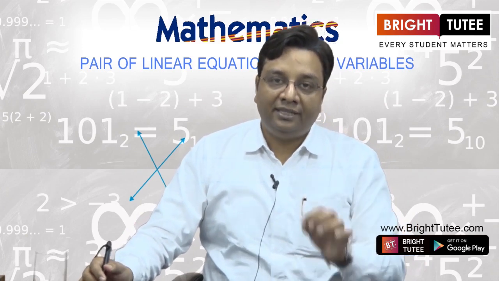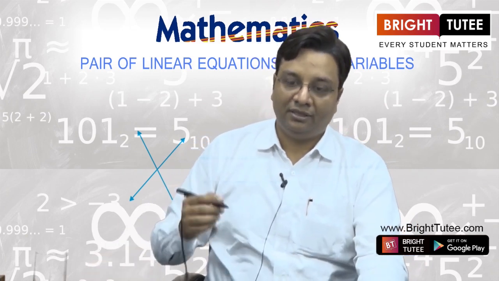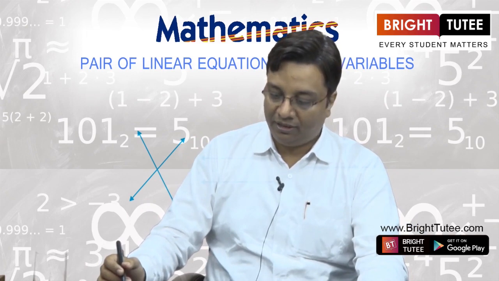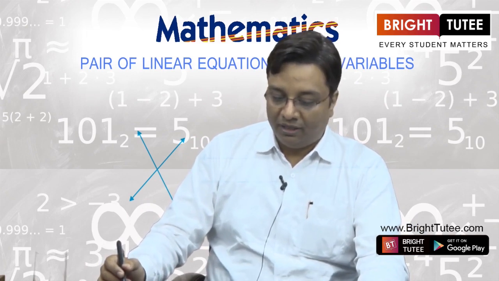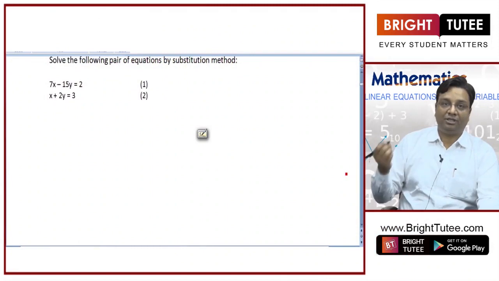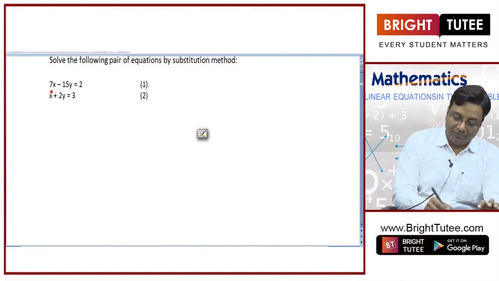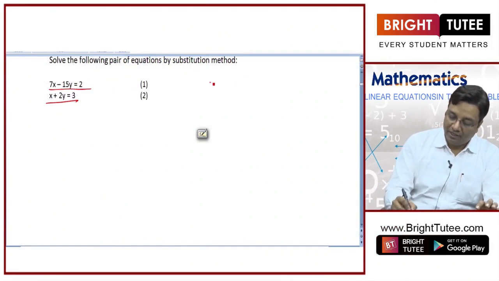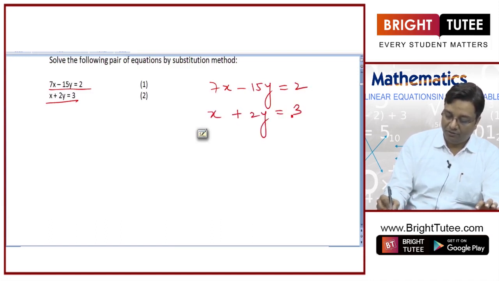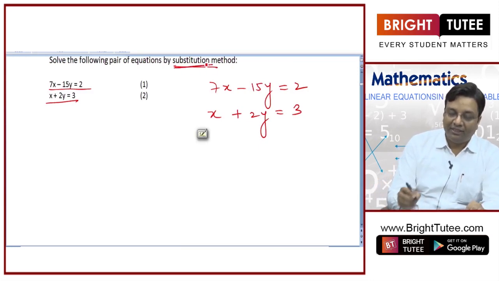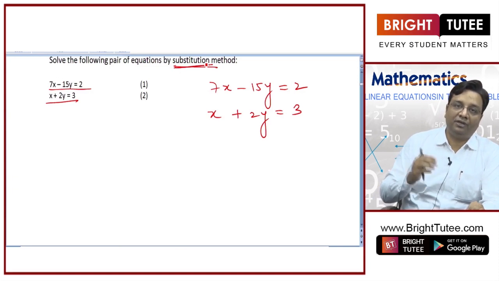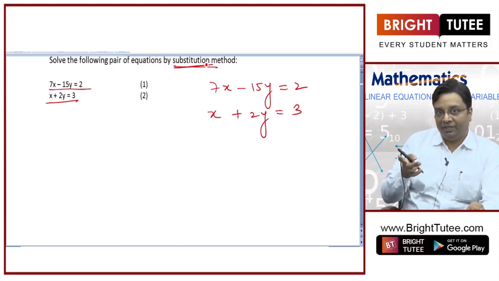What I'll do is I'll take some examples and discuss the method with the example, okay, so that it is very clear to you. Solve the following pair of equations by substitution method. So I'll give you the idea of substitution method in this question. First equation is 7x minus 15y equal to 2, x plus 2y equal to 3. Okay, so substitution method means that we will substitute value of one variable in terms of other variable, right?